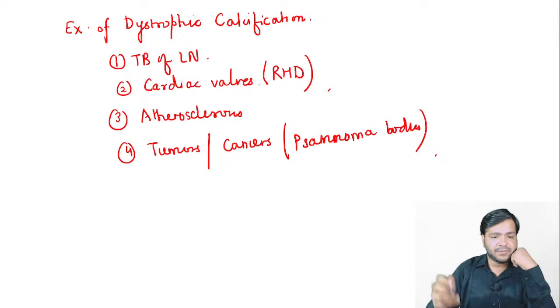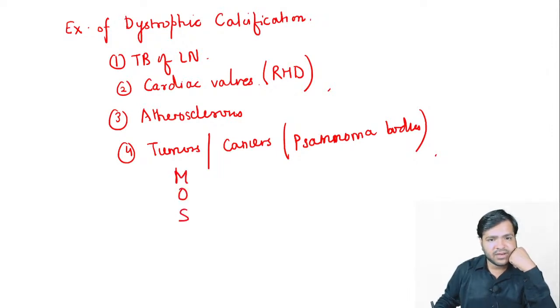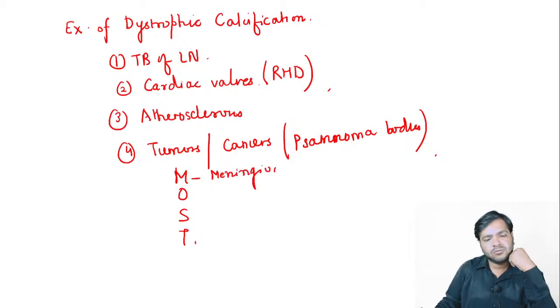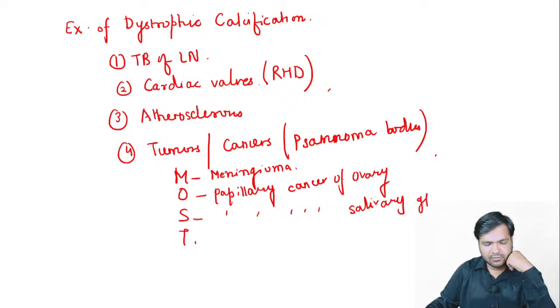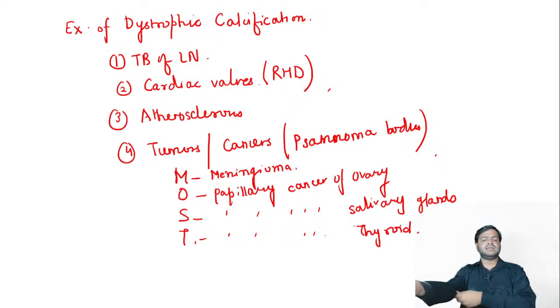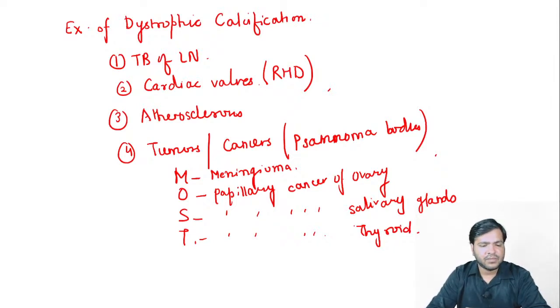Apart from that, guys, remember which tumors? You will remember it by the mnemonic most. It is meningioma. It is the papillary cancer of the ovary, it is seen in papillary cancer of salivary glands, and it is also seen in papillary cancer of thyroid.